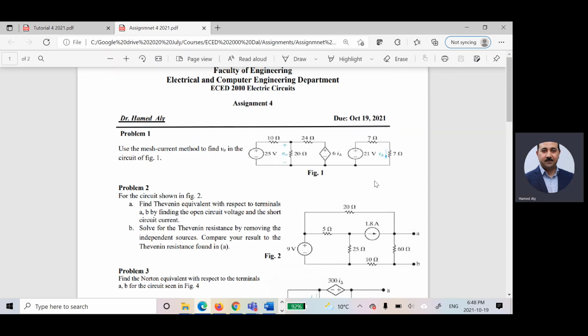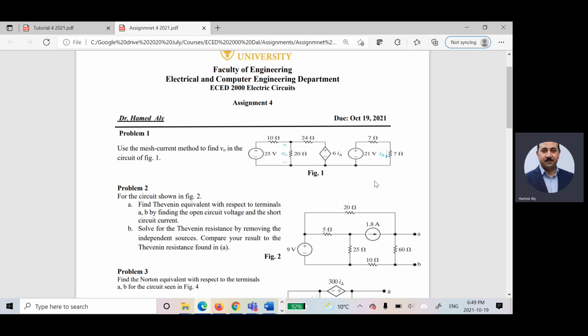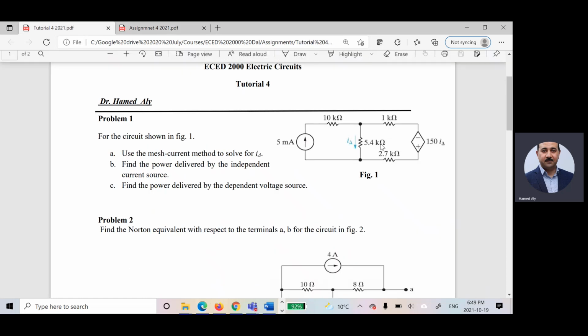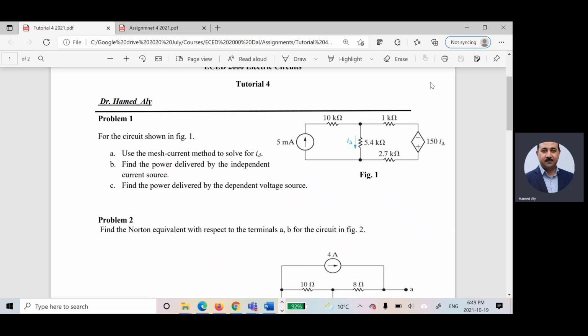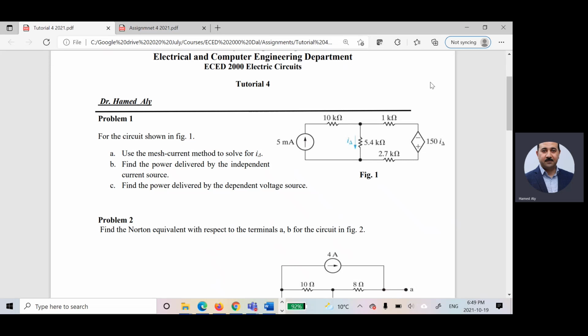Assignment number 4 is talking about mesh, superposition, and Thevenin, and Norton, and maximum power as well. Before we start talking about the assignment, I would like to talk about the tutorial first. And after that, I'll go back to the assignment and see each problem. If you have any question, I'll answer your question.